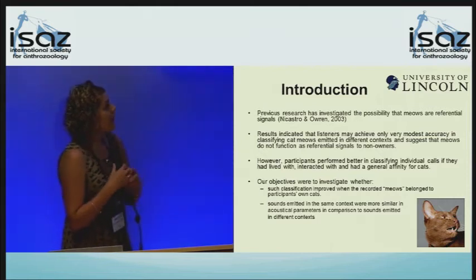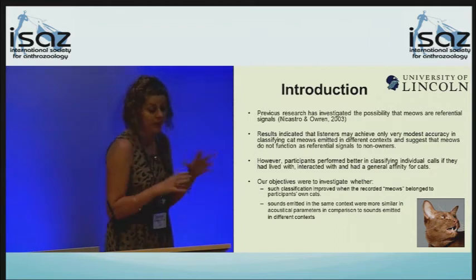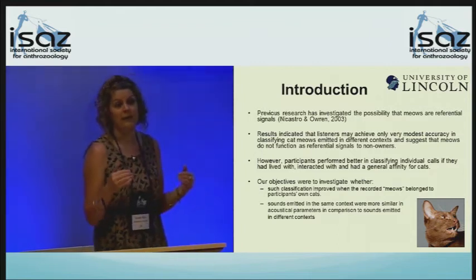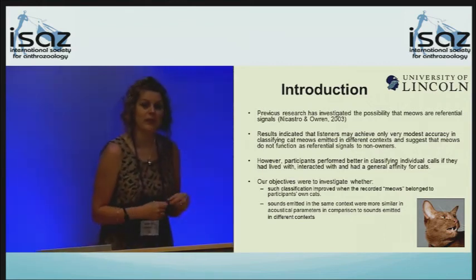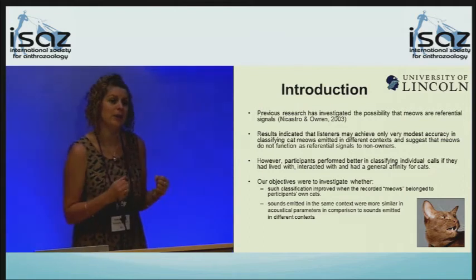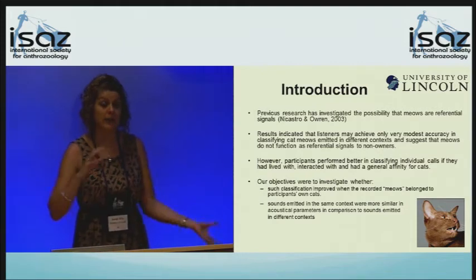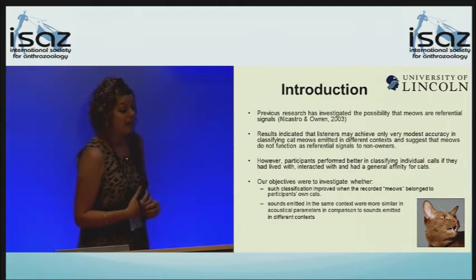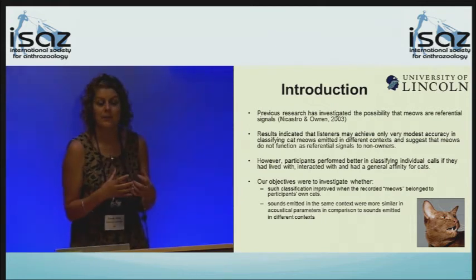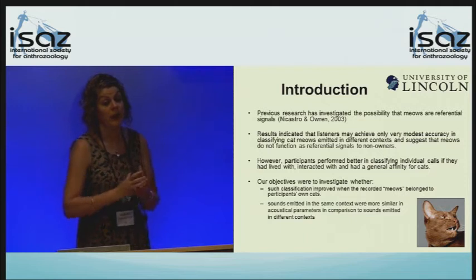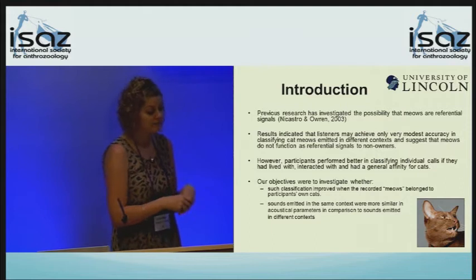So it seems that they're not referential signals to us because people aren't that good at identifying the different contexts. So what we were interested in then was, can this classification be improved when the meows that you hear in the different contexts are from your own cats rather than just unknown cats? So we compared known and unknown, with the hypothesis that if it is something individual and specific, you'll be better at it if it's your own cat, because you'll have been able to learn your own cat's signals.